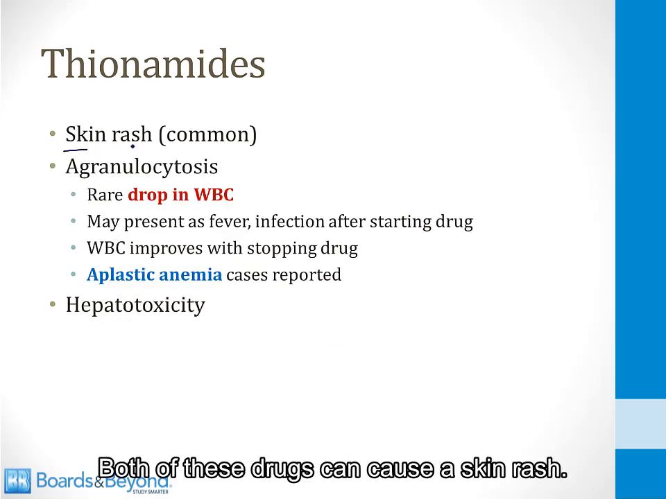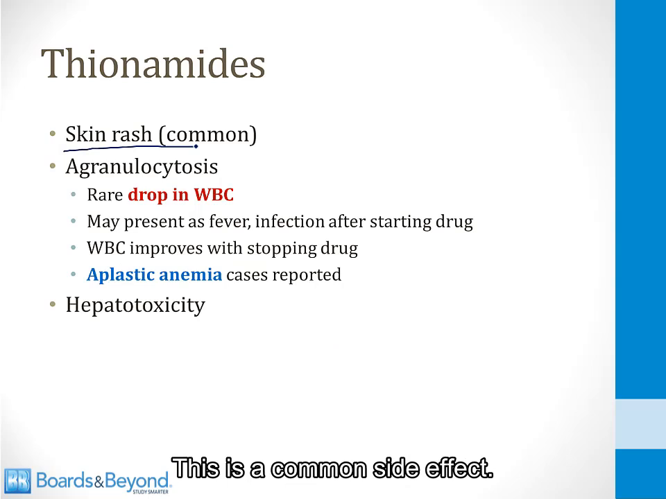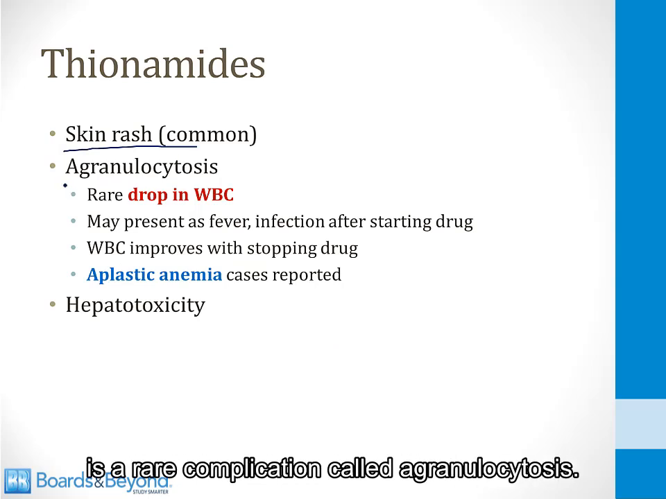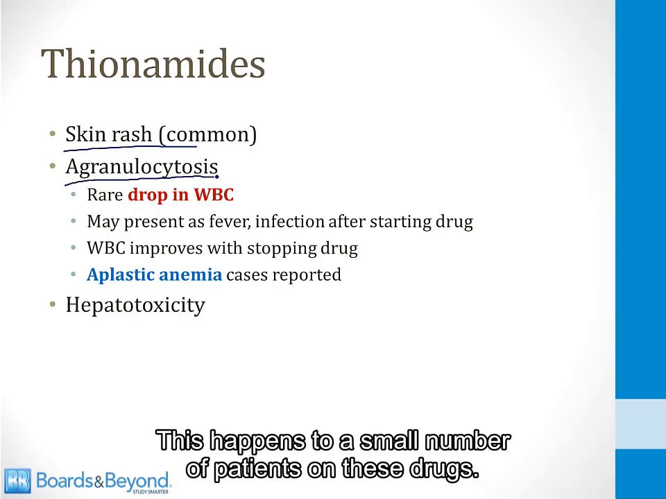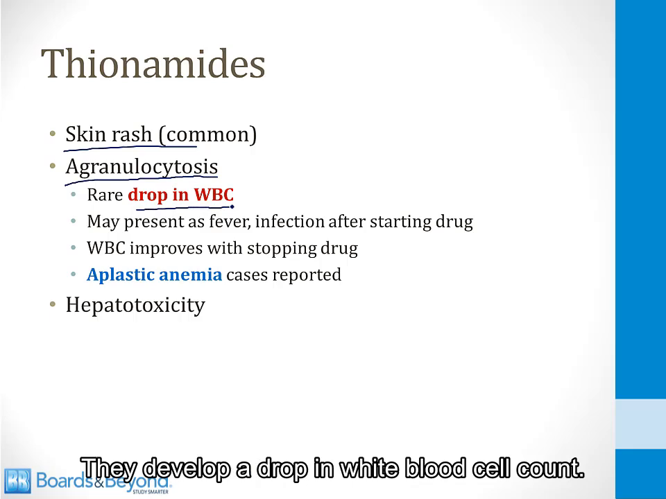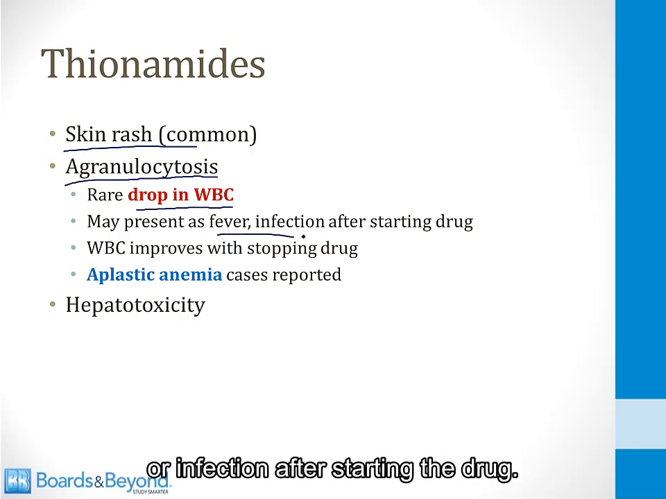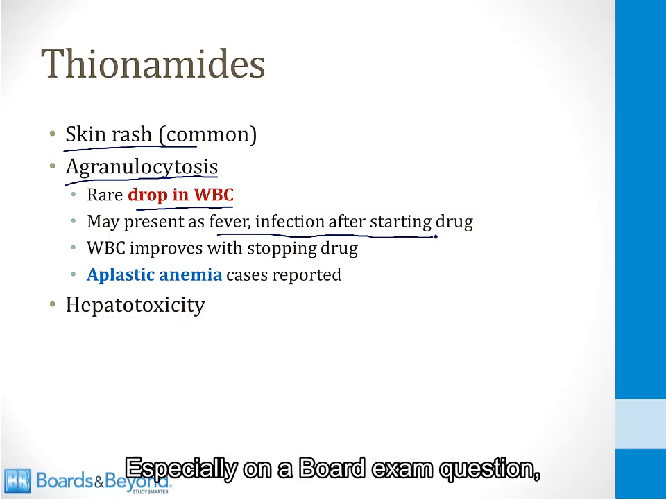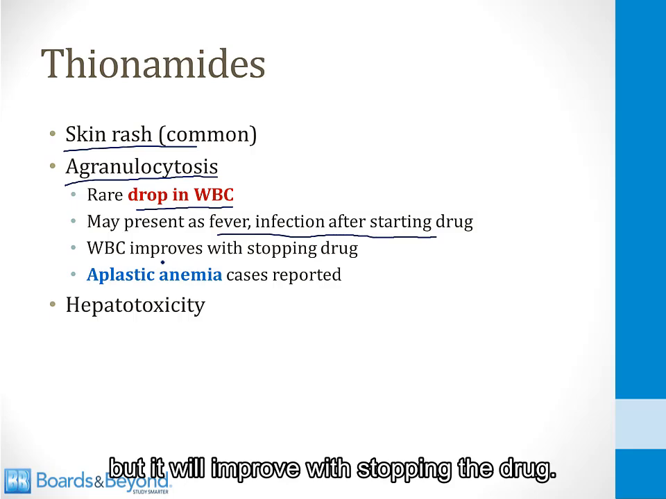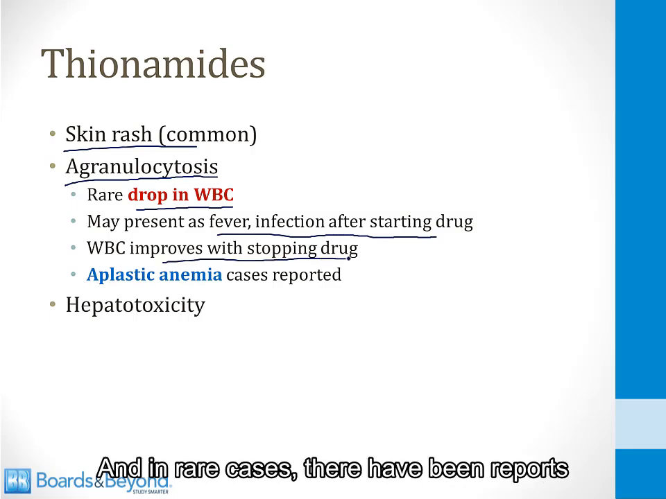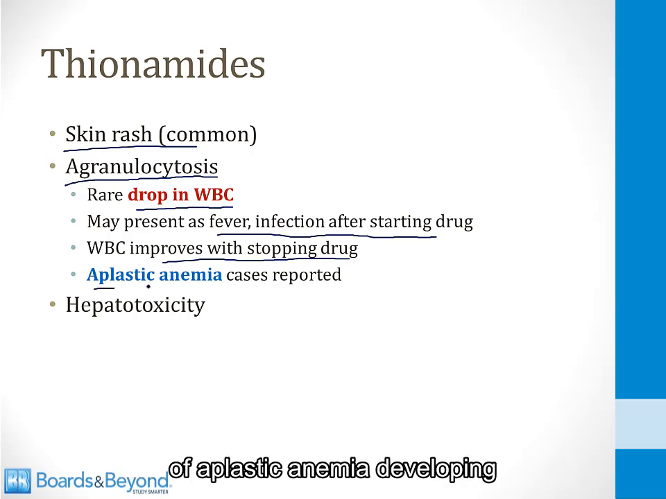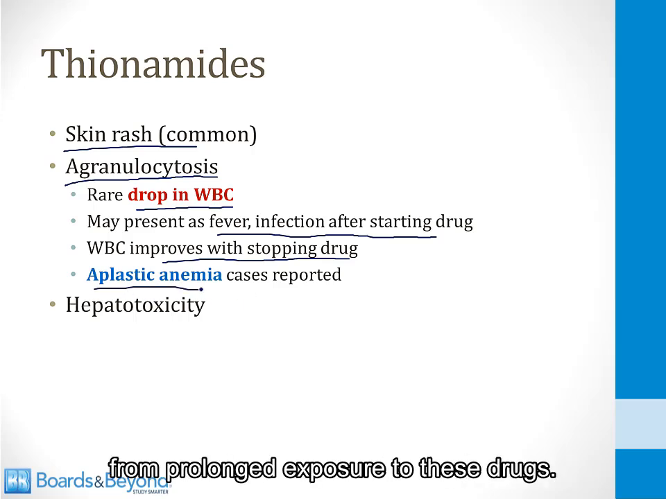Both of these drugs can cause a skin rash. This is a common side effect. The feared side effect of these drugs is a rare complication called agranulocytosis. This happens to a small number of patients on these drugs. They develop a drop in white blood cell count. This may present as fever or infection after starting the drug, especially on a board exam question. The white blood count will be very low, but it will improve with stopping the drug. And in rare cases, there have been reports of aplastic anemia developing from prolonged exposure to these drugs.